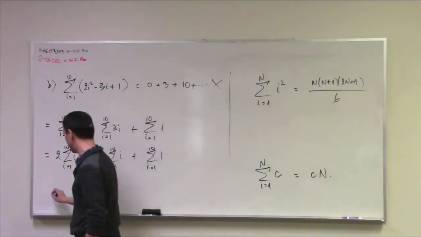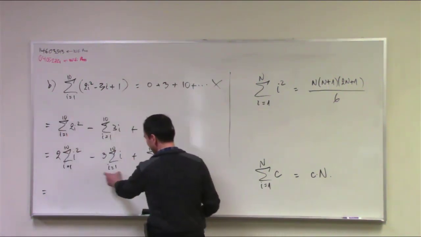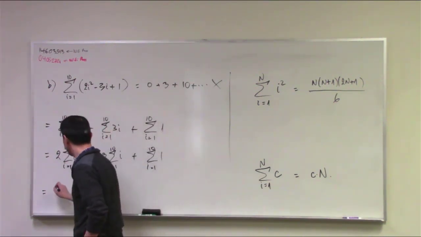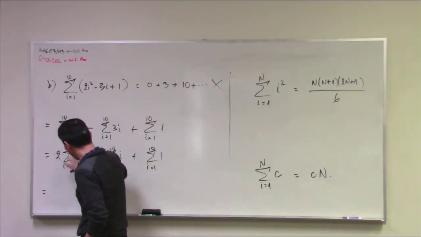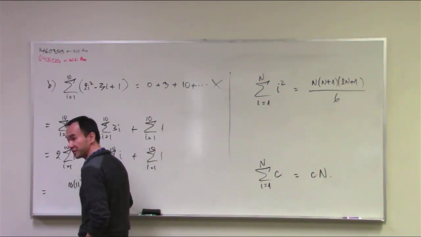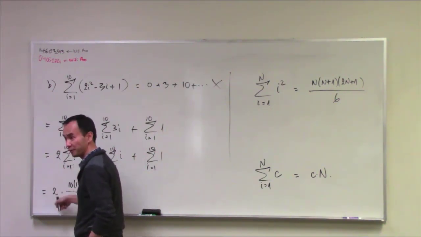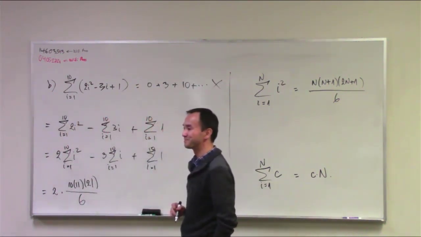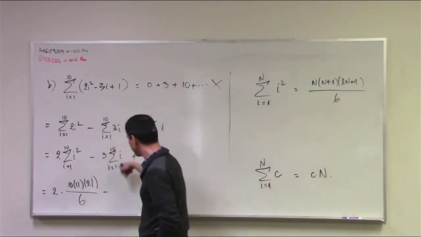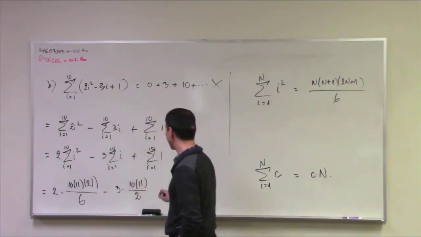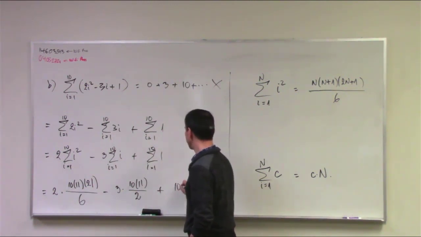So now we can utilize the formulas, right? Now with that one right here, running up to 10, just the i squared itself gives me 10 times 11 times 21, you guys agree? Divided by 6. But don't forget, we now have to multiply by 2 in front to use that coefficient. Are we good? And minus, that gives me 3 times 10 times 11 over 2. And then the last one here is going to be just 10 times 1.